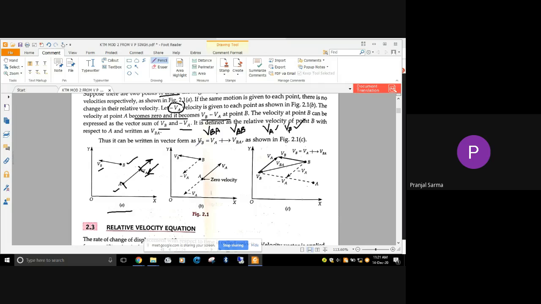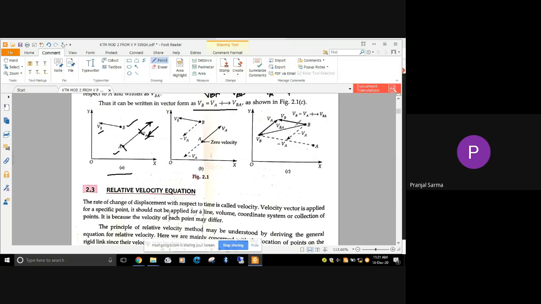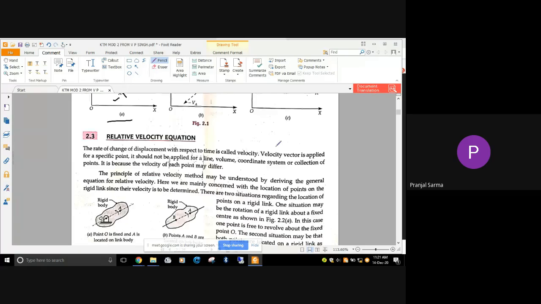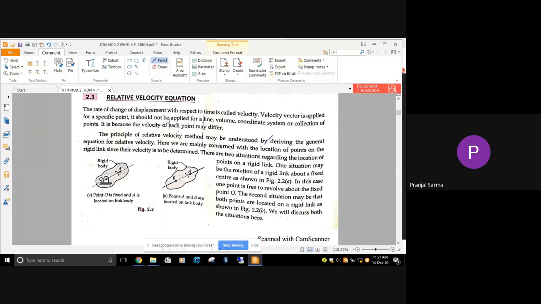So it can also be written in vector form as Pb equals Pa plus the vector Pba. Here this is Pb, this is minus Pa, and this is the resultant Pba. You can use either the parallelogram law or the triangle law of vector addition, which all of you already know. Similarly, later on we also discussed how we can get the point relative velocity equation.